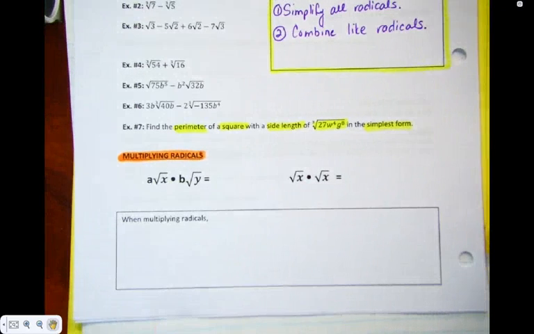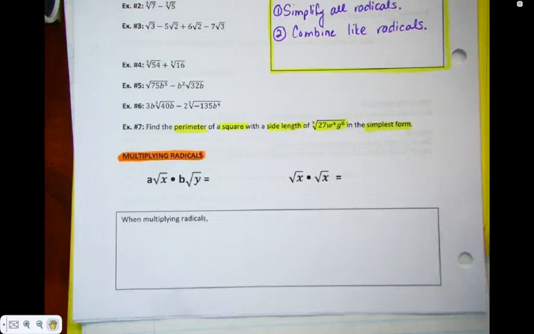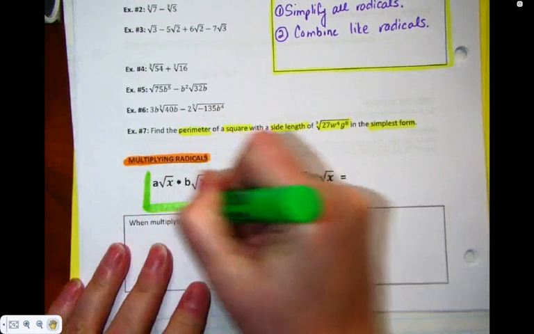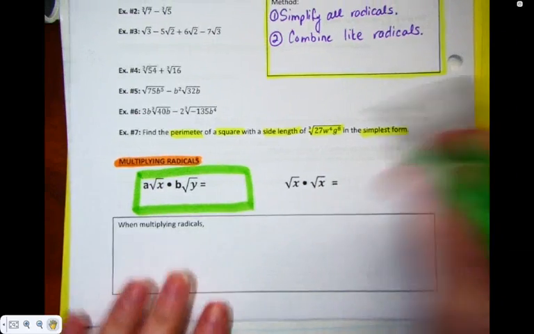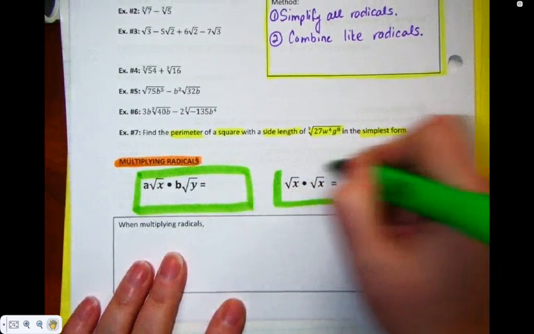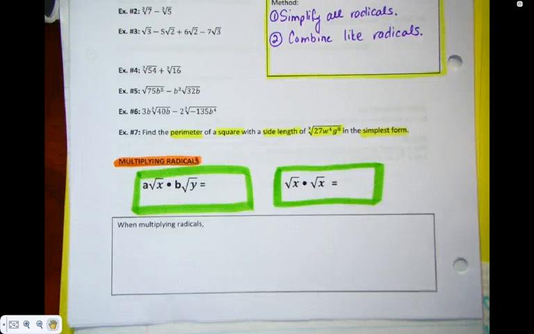Two key rules that you need to know about multiplying. First one is when you're multiplying and the radicands are different. Second one is when you're multiplying and the radicands are the same.